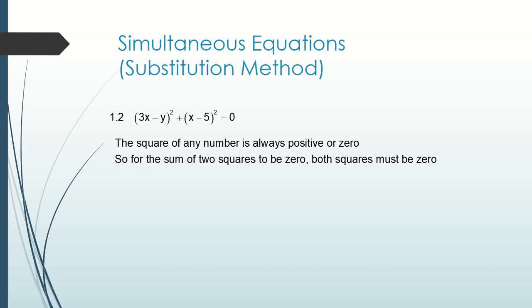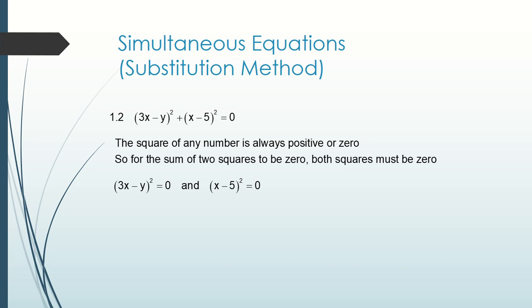Because if you had 1 on either square, then your answer would be 2, for instance. But the fact that the answer is 0 when you add these two squares tells us that each of these squares is equal to 0. And that is how you generate your two equations. So you have x minus 5 all squared equals 0 as your first, and 3x minus y all squared equals 0 as your second.